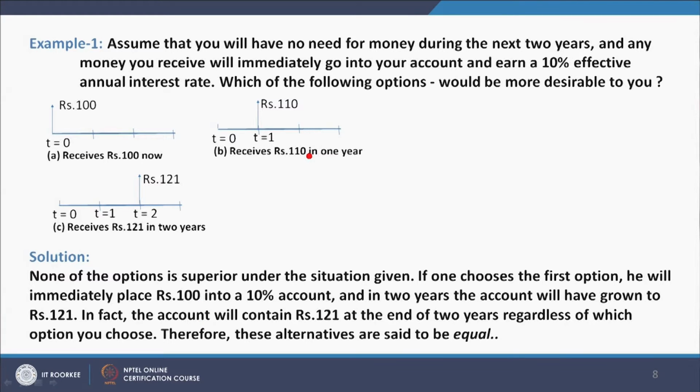Now, one option is that at t equal to 0 you receive 100 rupees now, or B, receive 110 rupees in 1 year, that means at the end of the first year you get 110 rupees, or the third option is to receive 121 in 2 years. So, at the end of the second year you get 121. So, which one of these offers will you take?